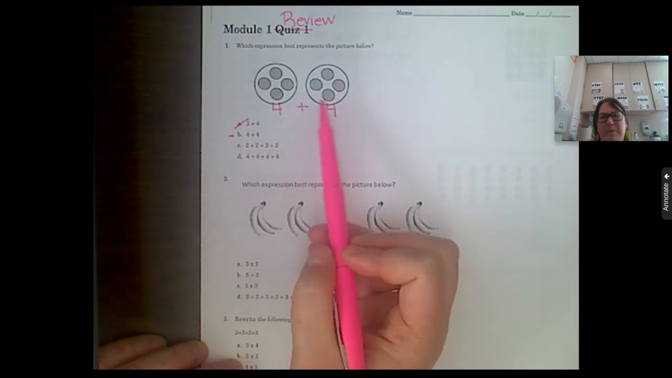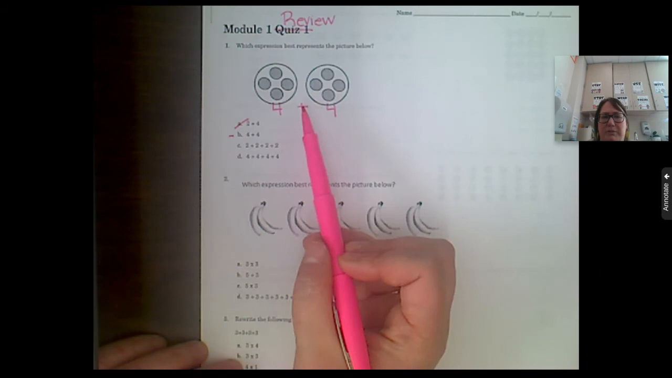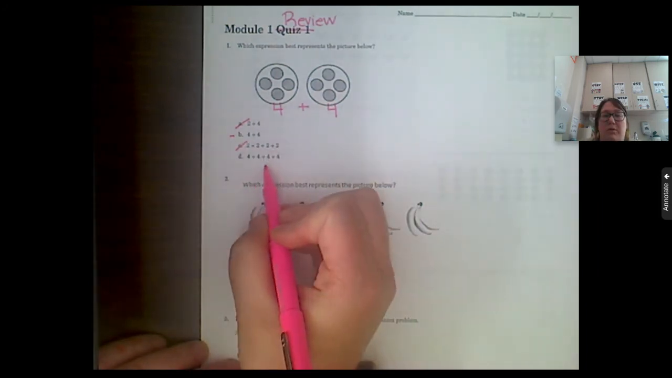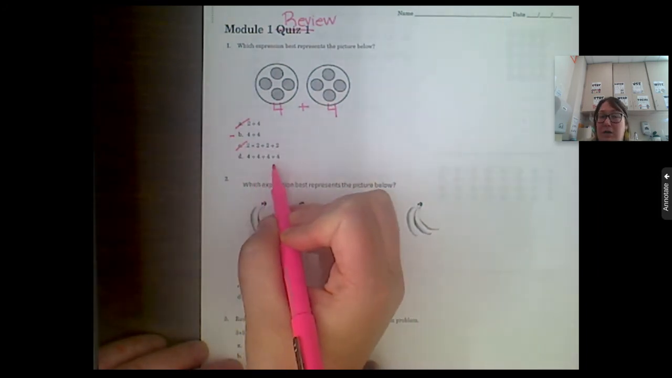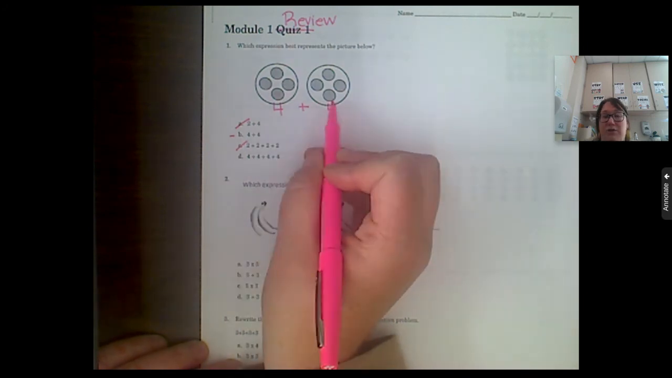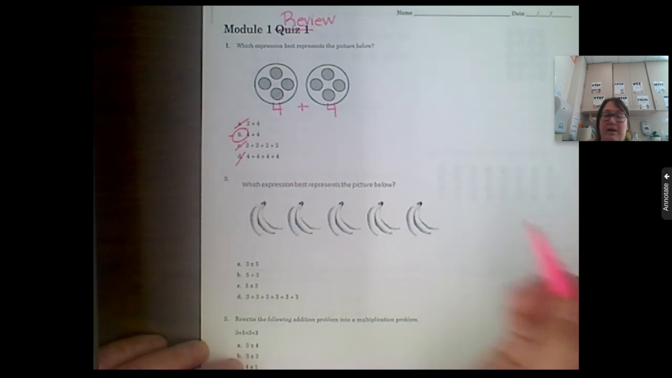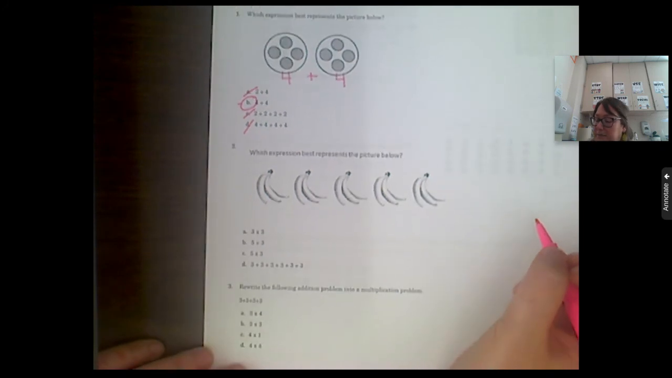Does this picture represent 2 plus 2 plus 2 plus 2? They're not groups of 2s, so we can cross that one off. And the last one says 4 plus 4 plus 4 plus 4. Does the picture show 4 plus 4 plus 4 plus 4? No, that has 4 4s, and there's really only 2 4s there. So we can cross that off. And our original thought of B being correct is correct, but it is absolutely a good habit to make sure that we check all of our answers. Good job.